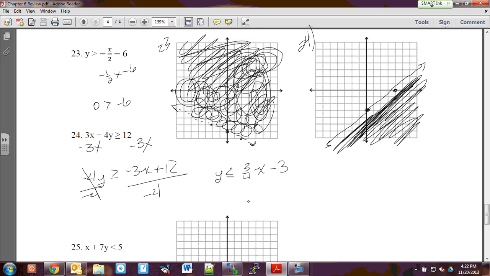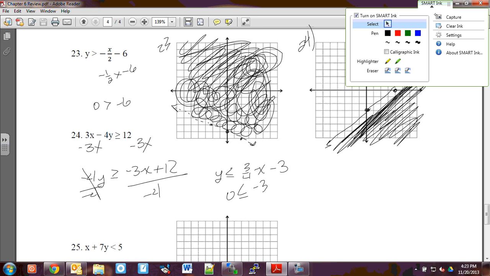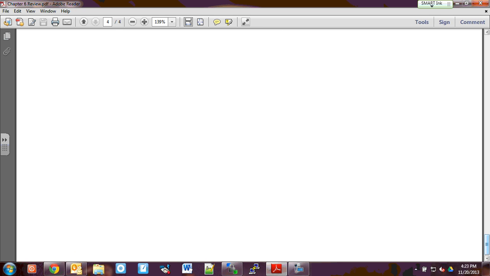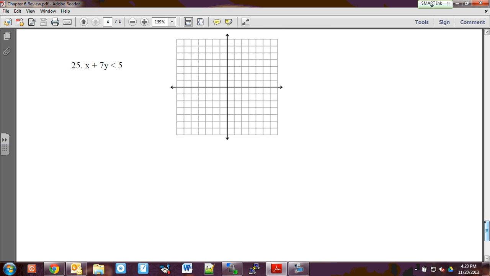But again, you could do the origin test. You'd have 0 is less than or equal to negative 3, and that's false, so you would not shade the origin. Okay, you would not shade the origin. All right, 25, and this is the last one. Again, solve it for y.